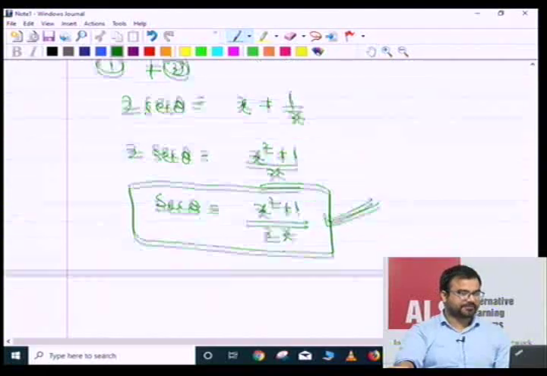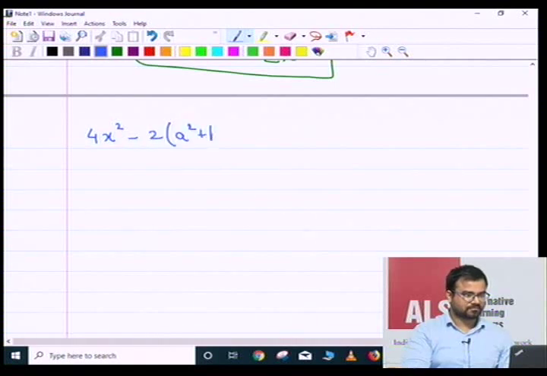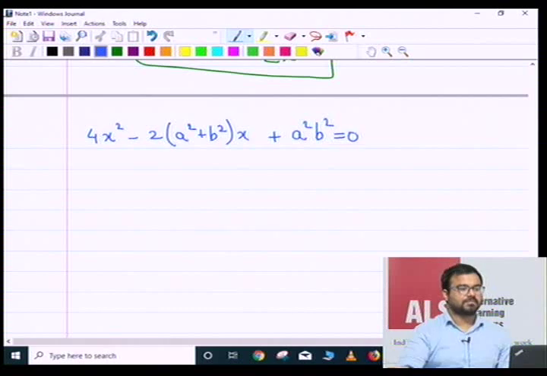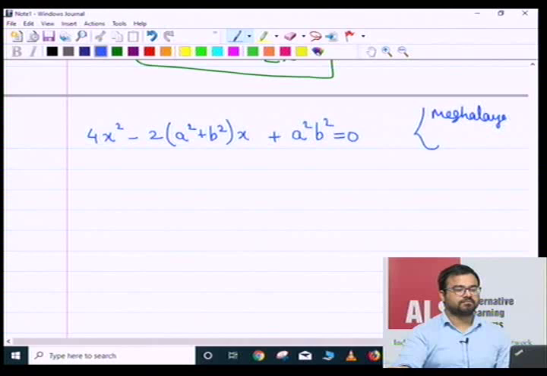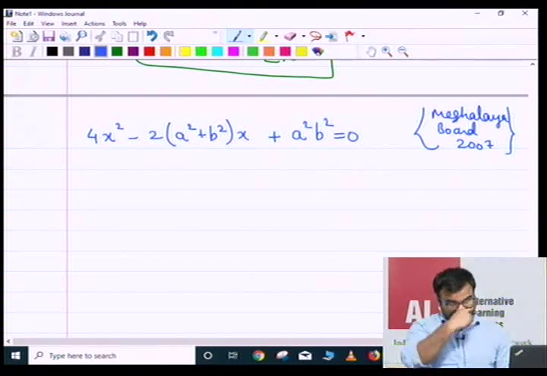Okay, that's great. Now, there was one question in the Meghalaya board from the quadratic equation. It was in the Meghalaya board, 2007. Try this question, find the value for x.